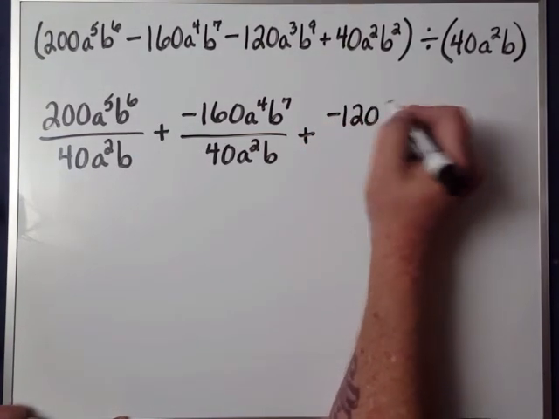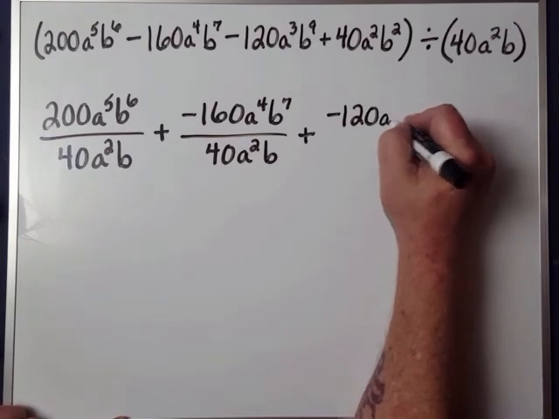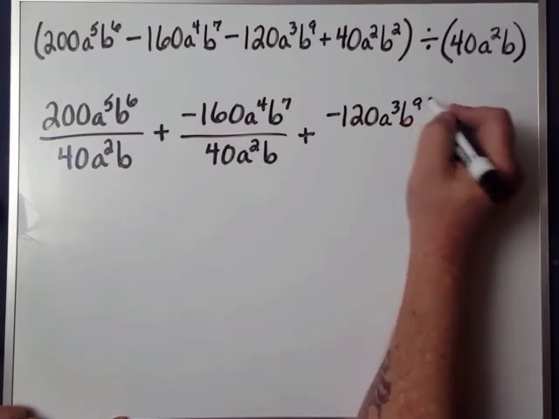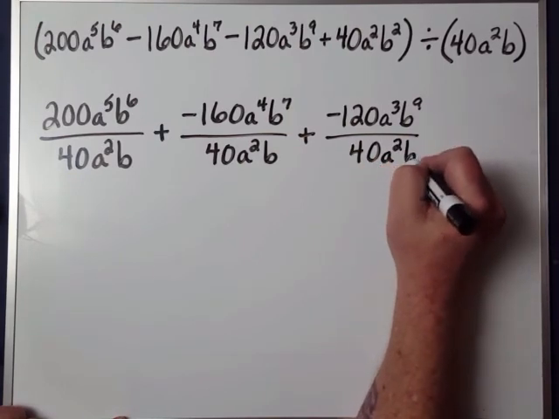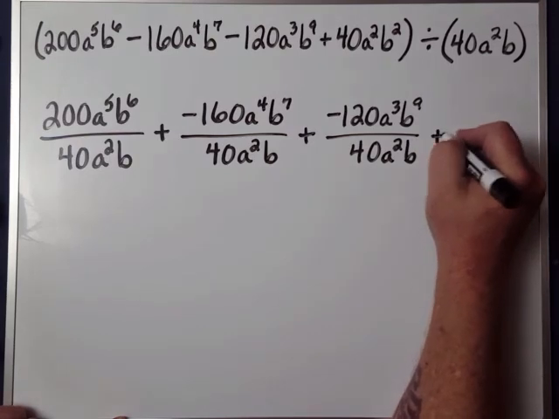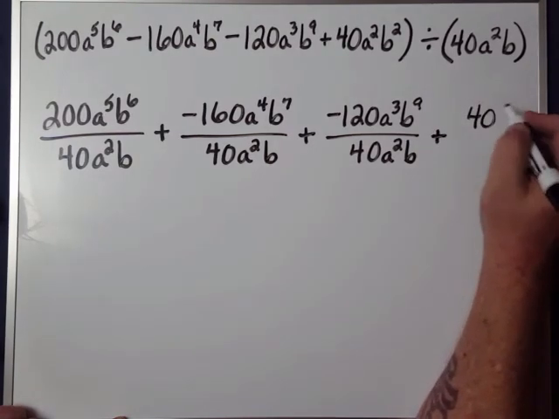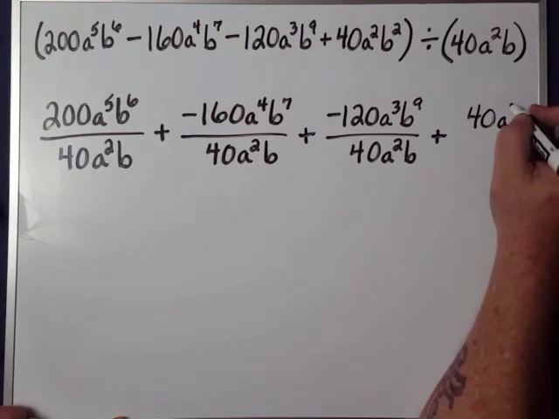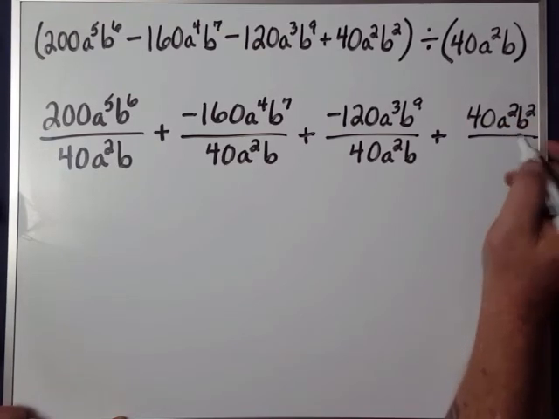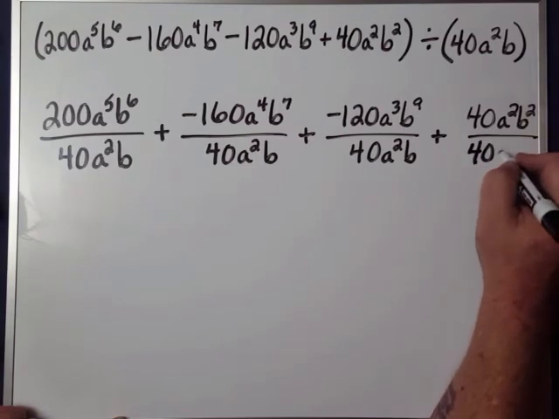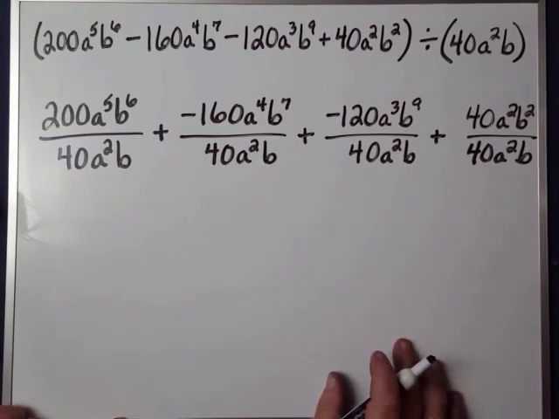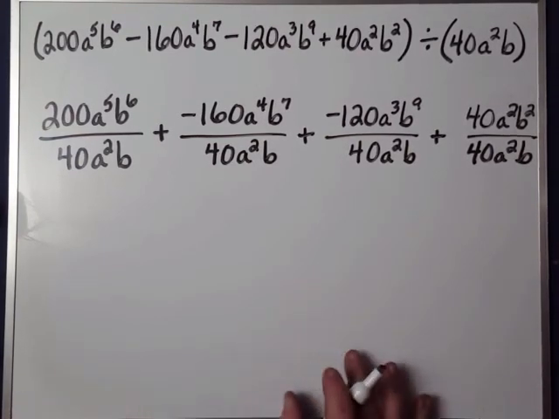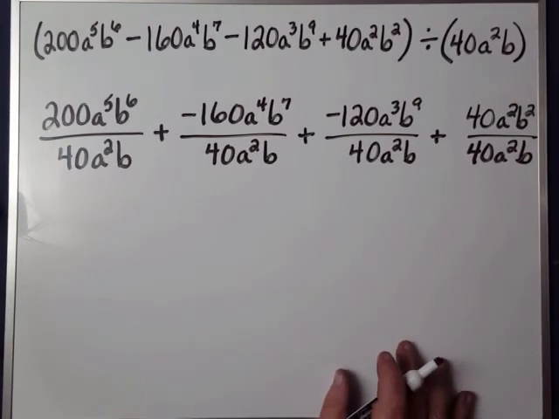Notice once again, I am keeping the negative with its term. That's the habit I want to be in, especially when I run into a divisor that turns out to be negative. That is a wide problem, isn't it? I've divided now each term by that same monomial divisor. Now we simplify each of these four fraction terms.